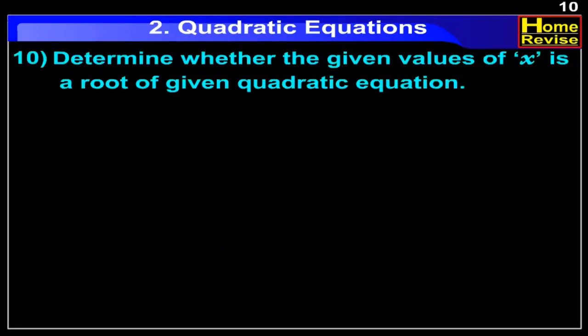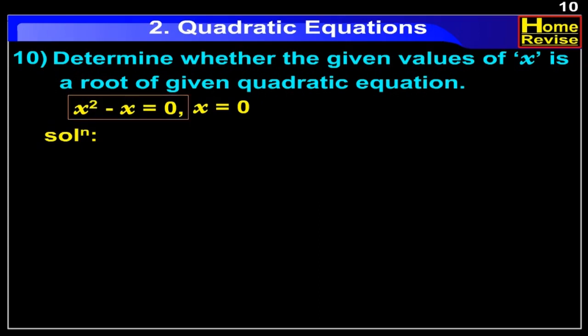Determine whether the given value of x is a root of the given quadratic equation. x square minus x is equal to 0, where x is equal to 0. Solution. The given equation is x square minus x is equal to 0.